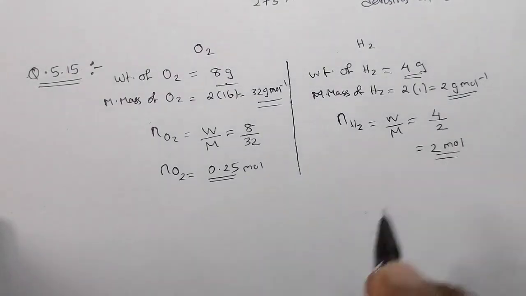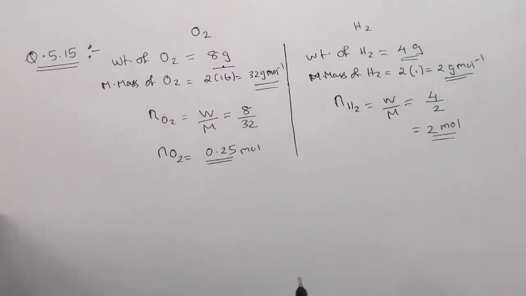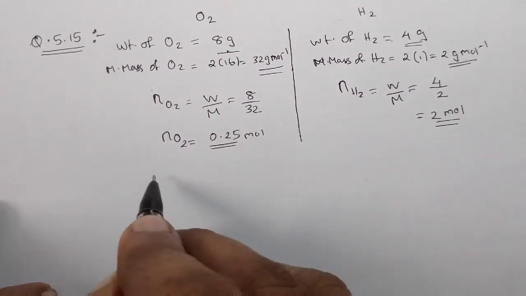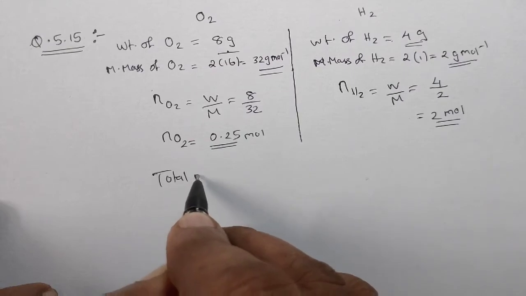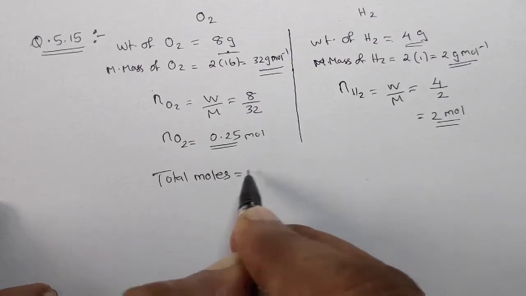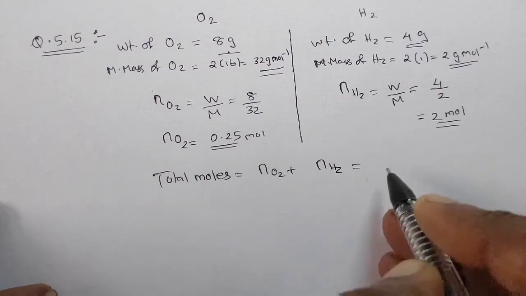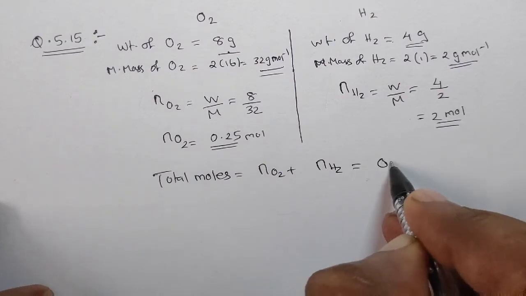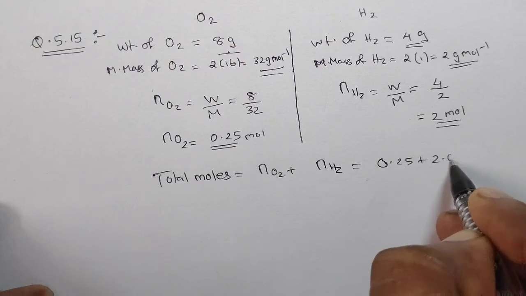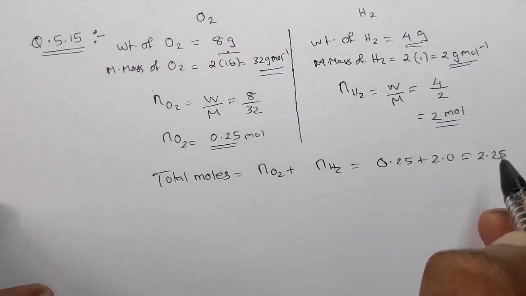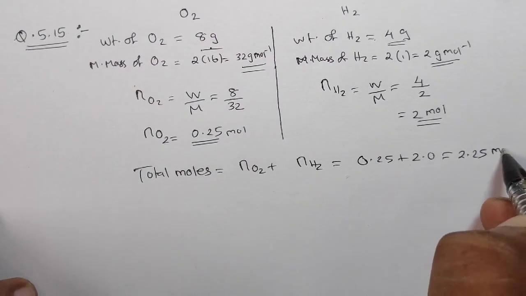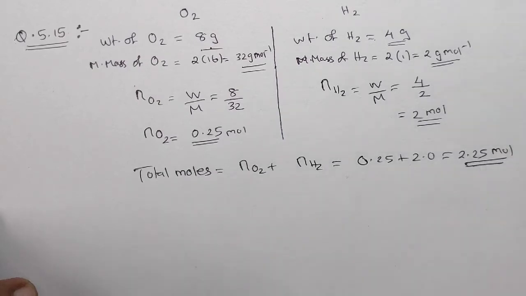Understood? Now from this, total pressure we have to find. So these two we will count, that is total moles. Total moles is equal to moles of O2 plus moles of H2, which is equal to 0.25 plus 2.0, which is equal to 2.25 moles, right? So total moles we got.